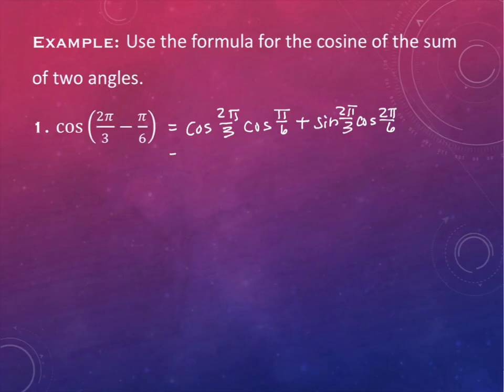Alrighty, so each one of these values, the 2 pi over 3 and the pi over 6, are on the unit circle, which means, again, as long as you remember your unit circle stuff that we've worked so hard to do, we know we can find all of these values.